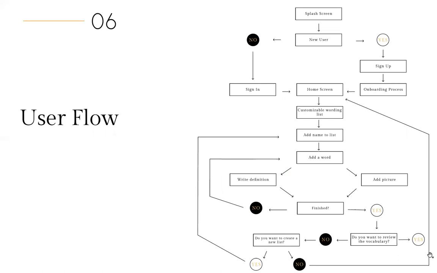So she would start with a registration process, and come to the home screen. There she would find a CTA button that leads to creating a word list. She would name the list, add the first term, and then write a definition or add a picture. And if she's not finished, she can just add another word, or she can finish the list, review the vocabularies, or just go back to the home screen.